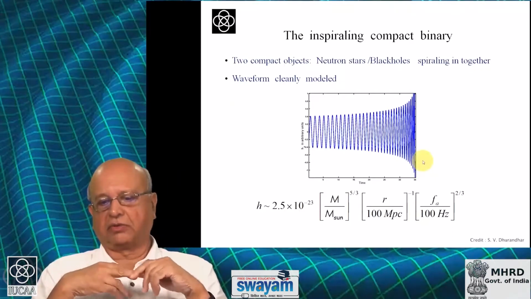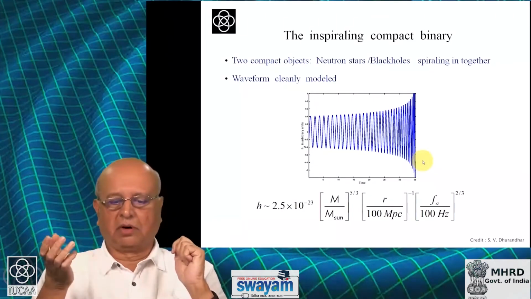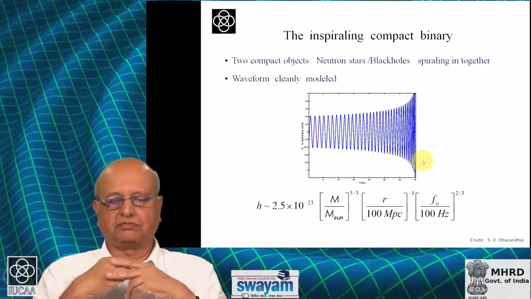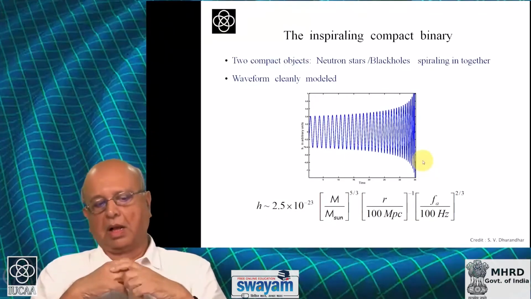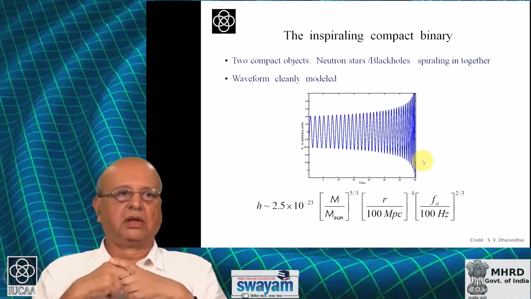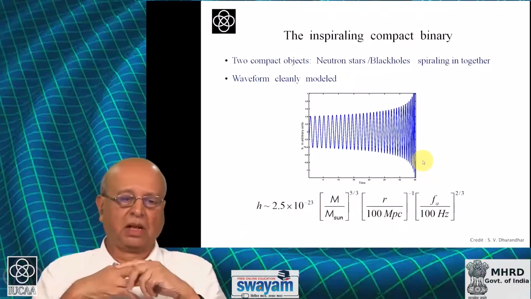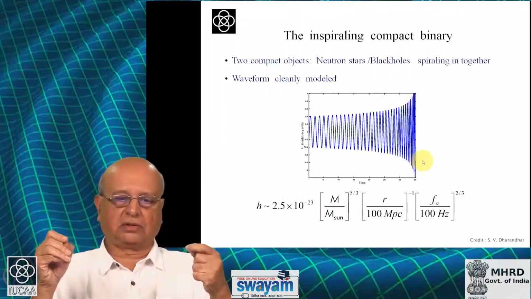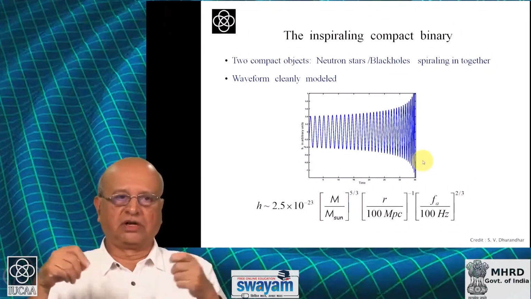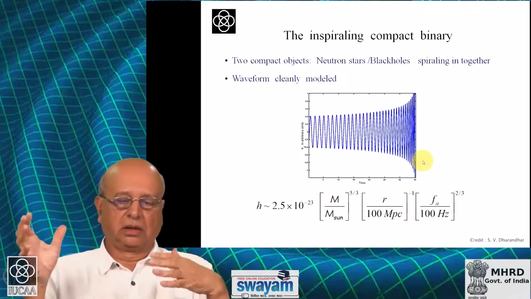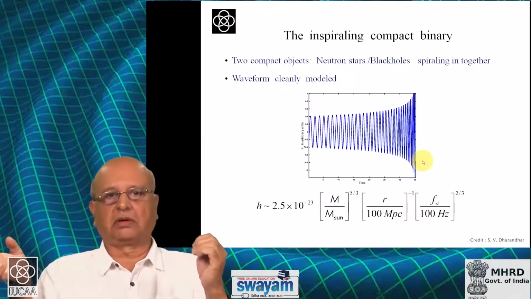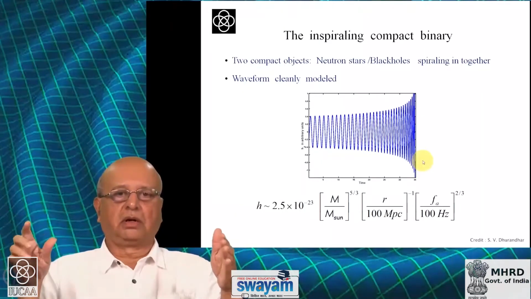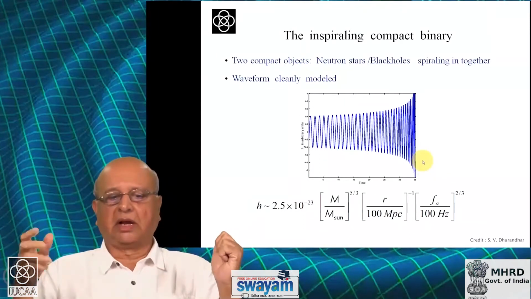So, neutron stars or black holes spiraling in together, the waveform can be cleanly modeled, and we take the most simple waveform. It is just one term, called the Newtonian waveform, and it comes from the quadrupole formula. You have seen the quadrupole formula in earlier lectures. You apply this quadrupole formula to a binary star system. Two compact stars like black holes or neutron stars go around each other and emit gravitational waves. You calculate the gravitational waves using the quadrupole formula, integrate over the whole sky, or a sphere at infinity, and you get the energy loss.